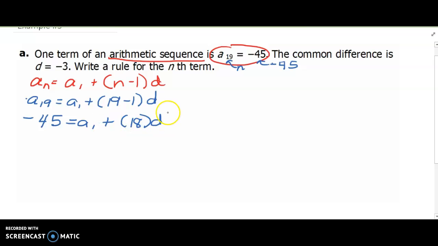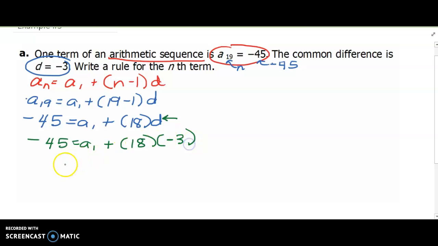If I go on to the next sentence, it says the common difference is d equals negative 3. So if my d equals negative 3, I can plug negative 3 in. So negative 45 equals a sub 1 plus 18 times negative 3 for d. And if I clean this up, negative 45 equals a sub 1.